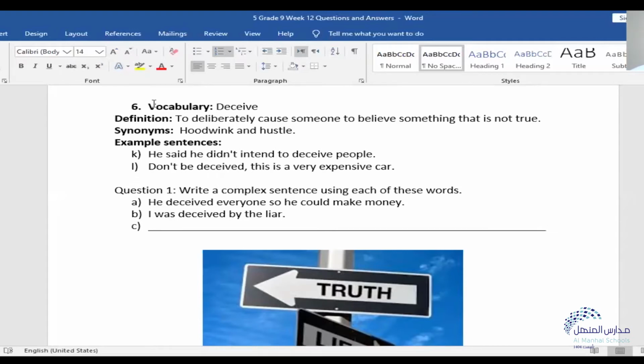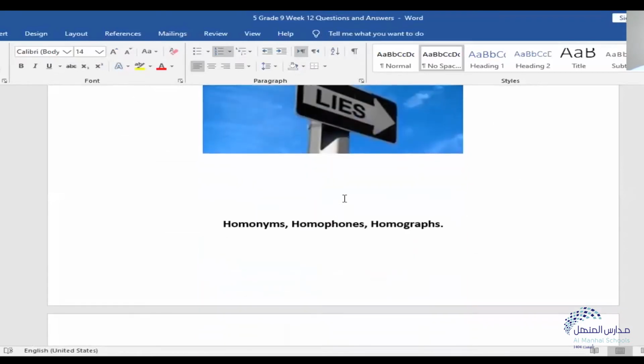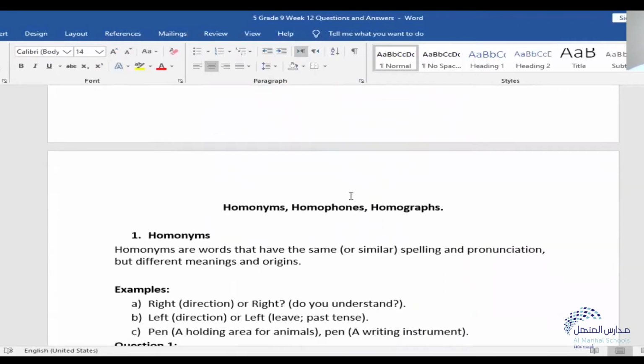The last word was deceive, meaning to lie to somebody. And the sentences here, again, complex sentence using the word. He deceived everyone so he could take the money. And I was deceived by the liar. Both very, very good sentences. We're going to move on to the grammar now.